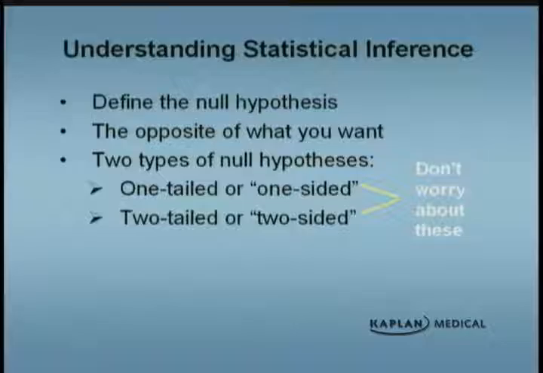Consider the following proposition. Men and women are the same height. Well, let's see. If men are taller, that's wrong. If women are taller, that's wrong. So that's two ways I could prove the proposition wrong. Therefore, the proposition men and women are the same height is a two-tailed null hypothesis.